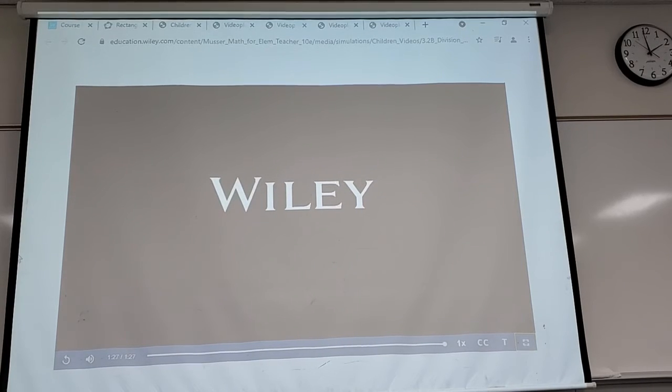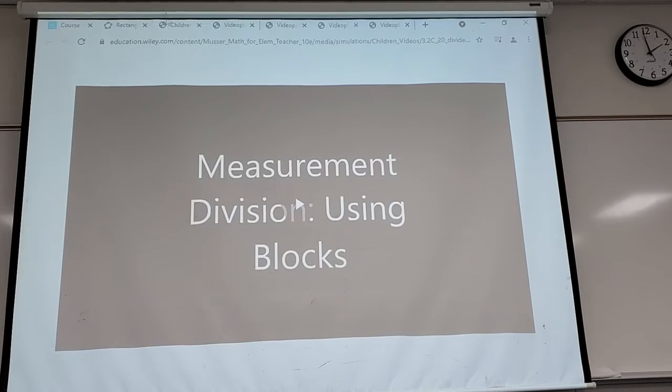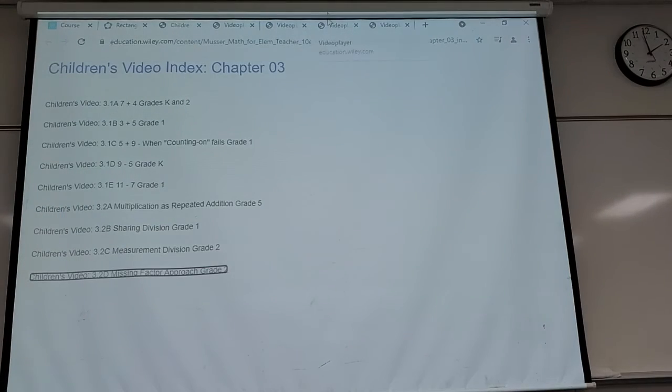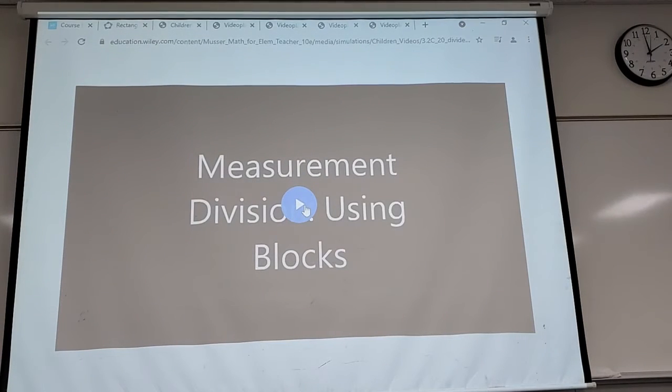There's one called measurement. So we're going to see. I think this next one is an example of measurement. Let's see if I remember correctly. Yeah, I think so. Let's see. Yeah, well, it's right there. Look at that.